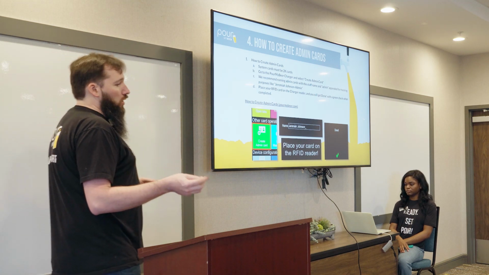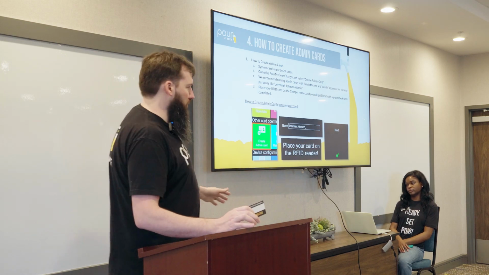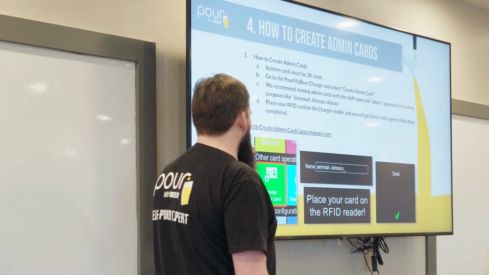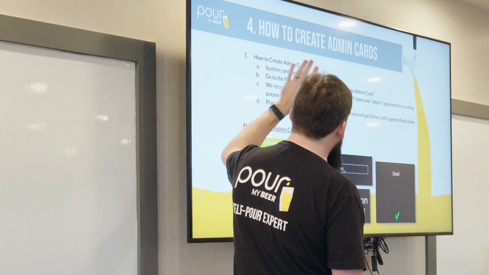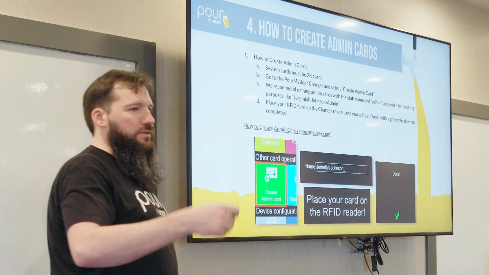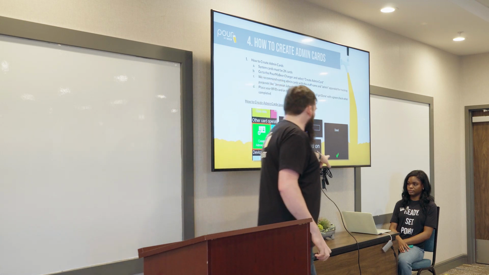So with an admin card, you need an admin level card to create other admin level cards, obviously. Once you place your admin card on the screen, you're going to get a menu. You're going to create your admin card. You're going to give it a name. And then it's just as easy as placing the card on, and it's going to write it, and it's going to say done. You're going to see this check mark. This is always good.